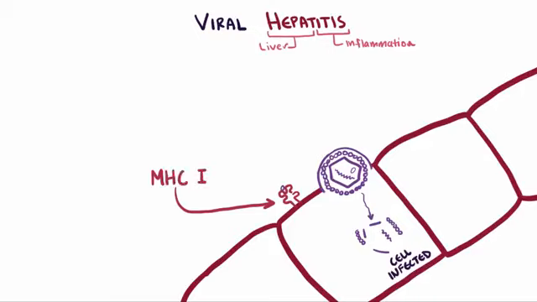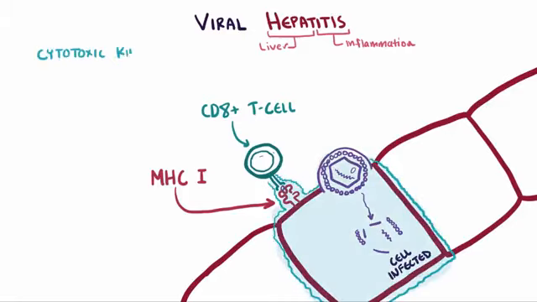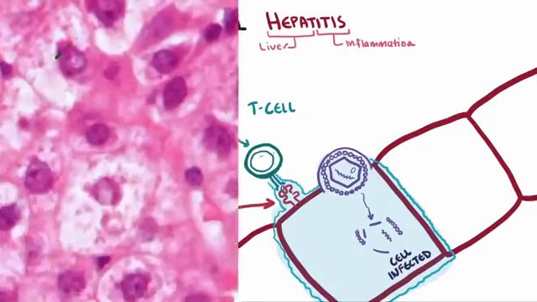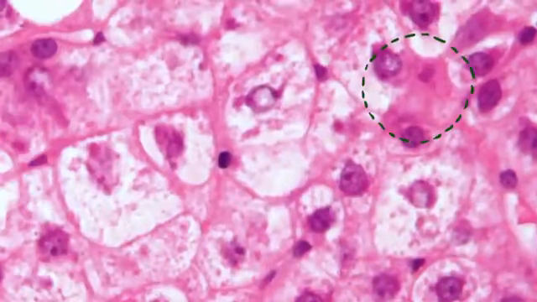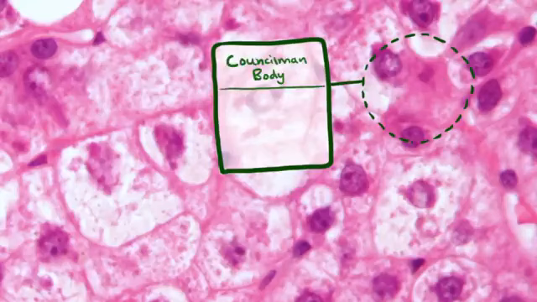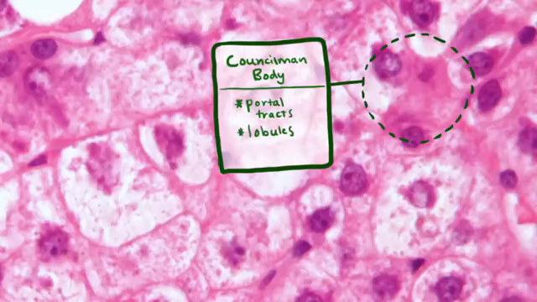And at the same time, you've also got immune cells infiltrating the liver and trying to figure out what's going on. The CD8 positive T cells recognize these abnormal proteins as a sign that the cells are pretty much toast. The hepatocytes then go through cytotoxic killing by the T cells and apoptosis. Hepatocytes undergoing apoptosis are sometimes referred to as Councilman bodies, shown on histology here. This typically takes place in the portal tracts and the lobules of the liver.